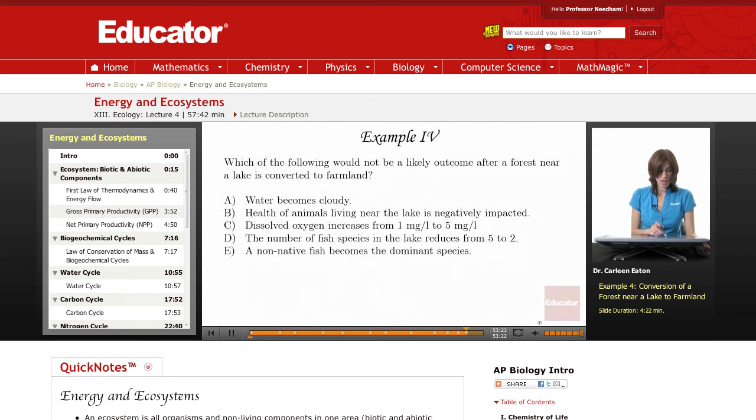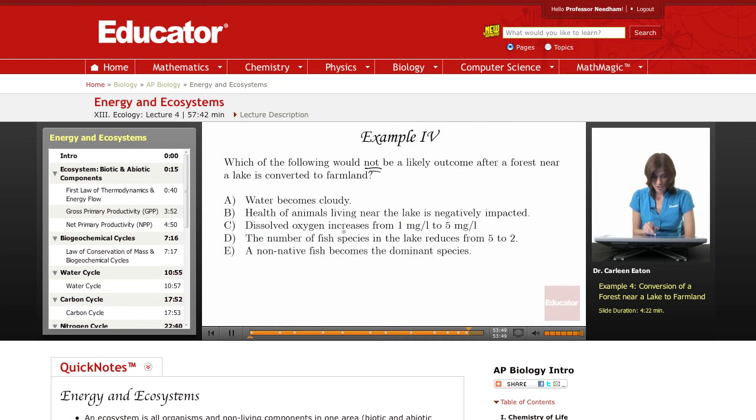4. Which of the following would not be a likely outcome after a forest near a lake is converted to a farmland? So what would not be a likely outcome when we have forest near a lake converted to farmland? The water becomes cloudy. The health of animals living near the lake is negatively impacted.